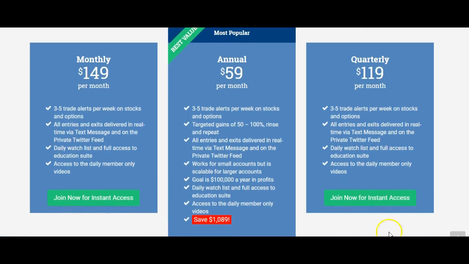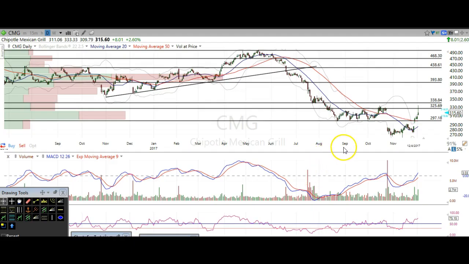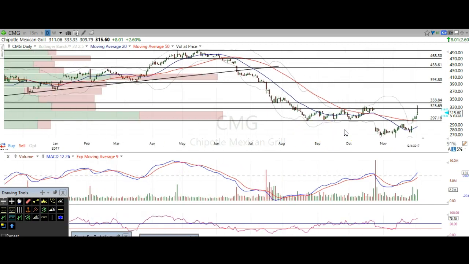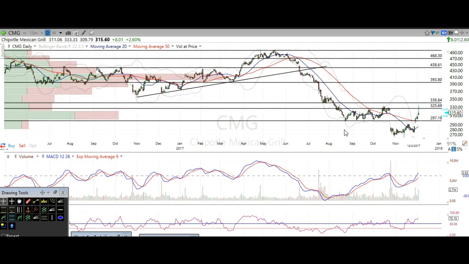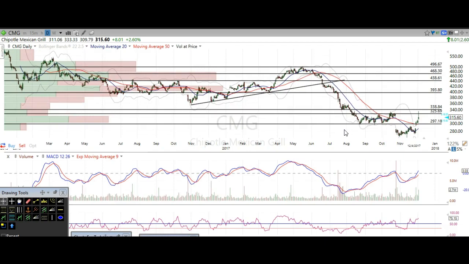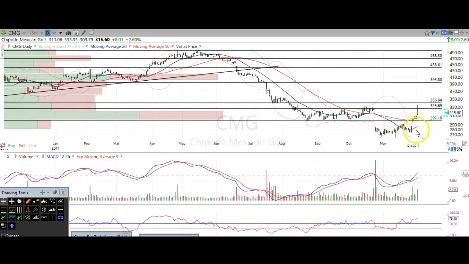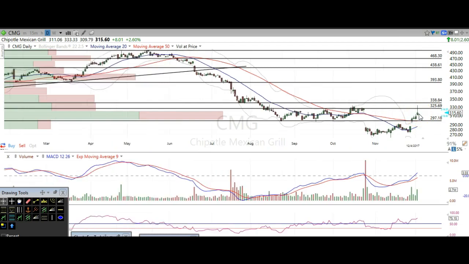All right, so let's take a look at these charts here. We're going to start off with Chipotle. And Chipotle, you got to remember here, this is just a crap stock. Overall, it's not good. So any pops to me are a shorting opportunity.